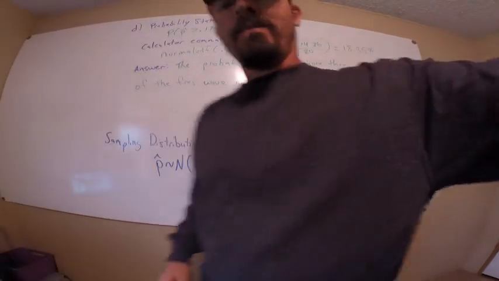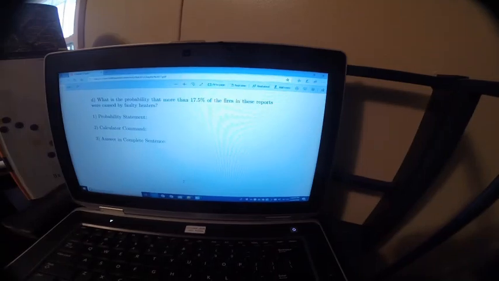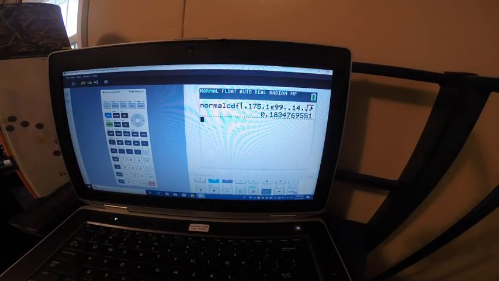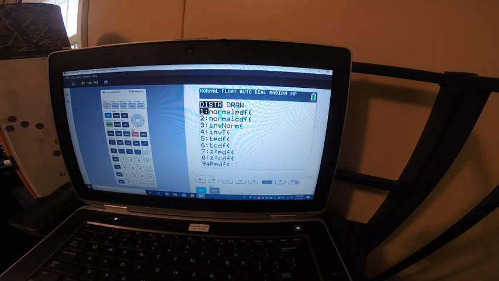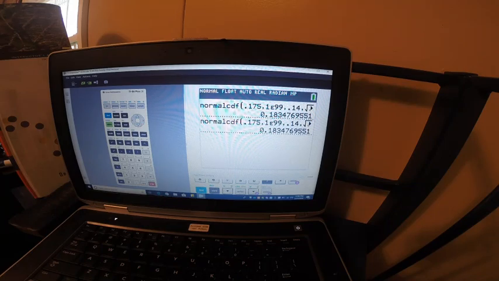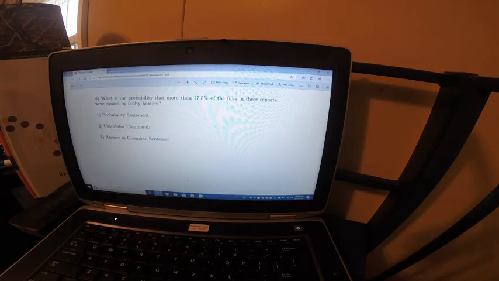That's simple. Now if you want to see the calculator command, I'll pull it up for you real quick. So, calculator command: second, distribution, normal CDF. Just type it all in. 0.175, 1E99, 0.14, square root 0.14 times 0.86 divided by 80. Hit paste, hit enter. You get 18.35%. Easy enough. Now let's look at this next question here.